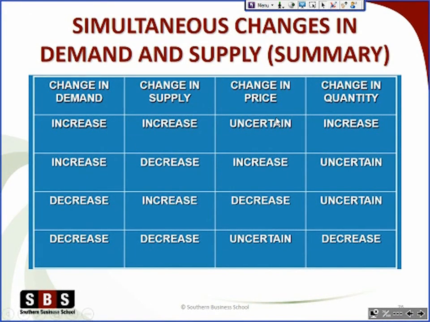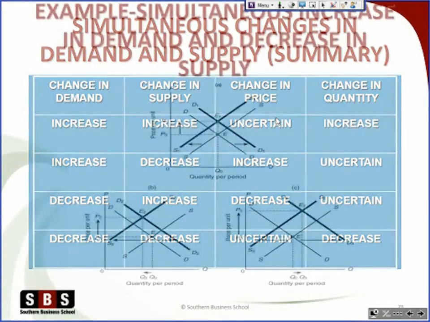All right, this is just a summary that if there's a change in demand, just go through this table. Don't worry about this too much. This won't be in the exam. Don't want to confuse you. Rather concentrate on what I've said about supply and demand.